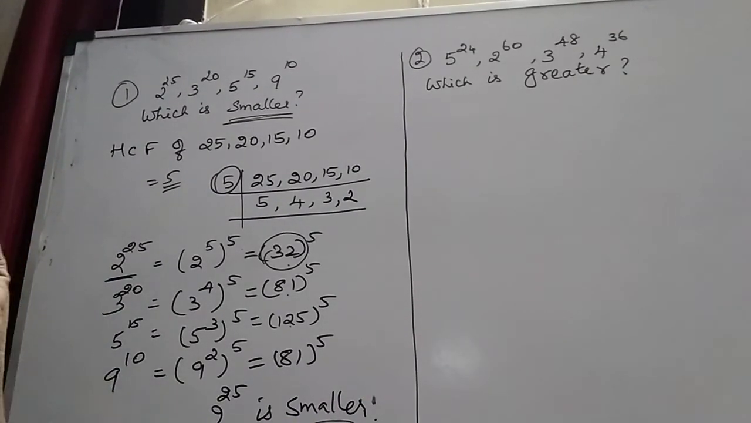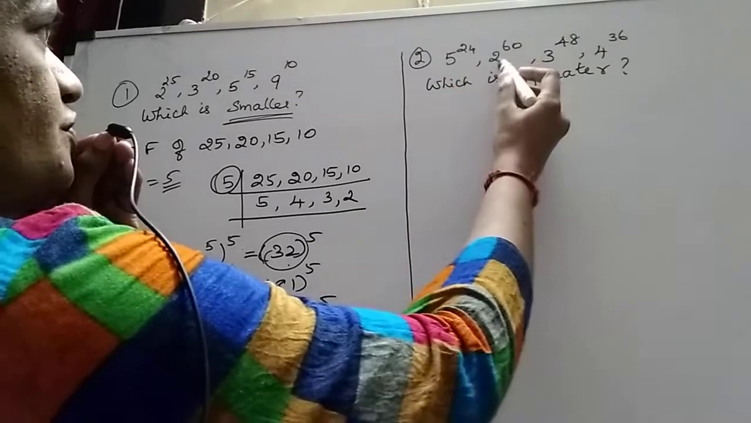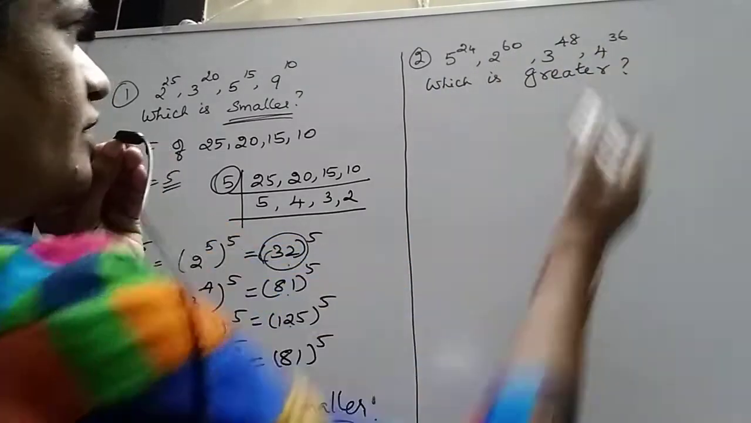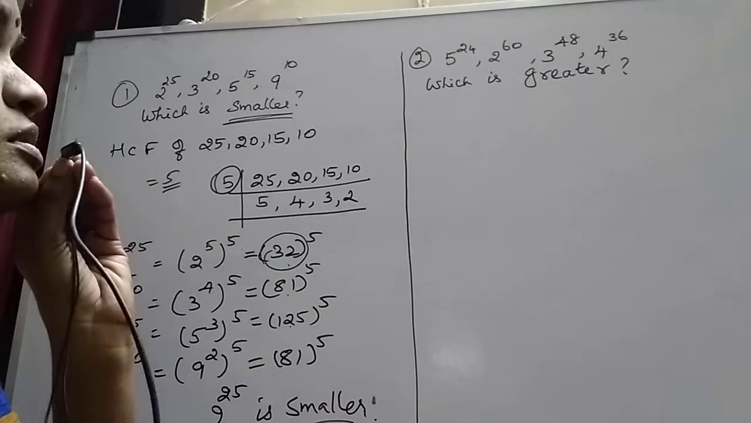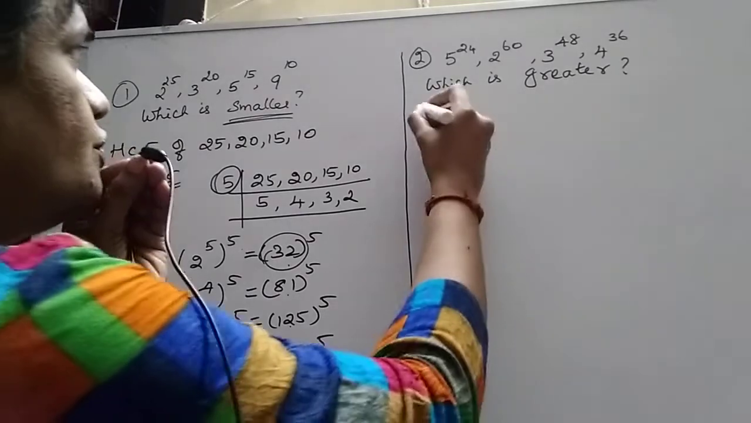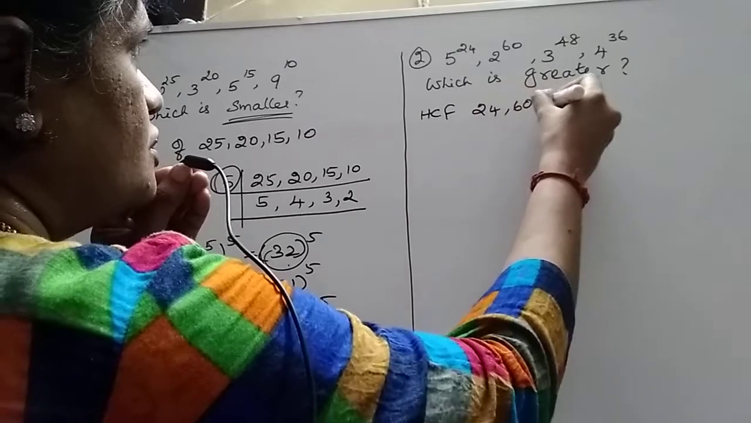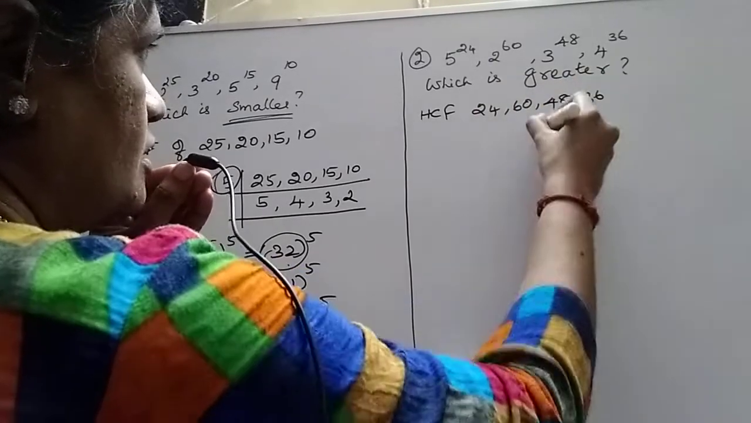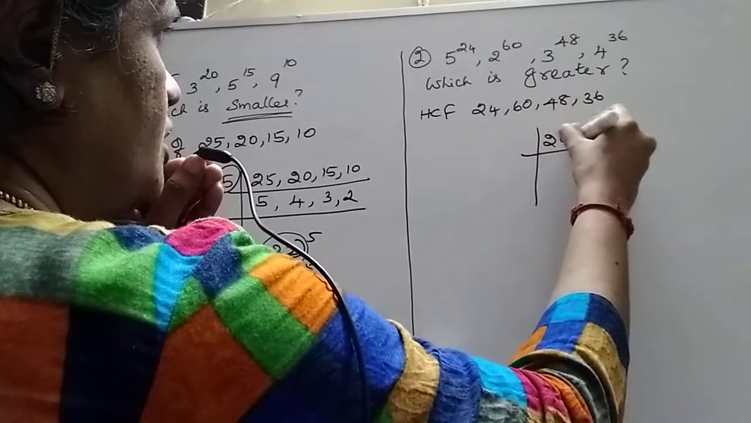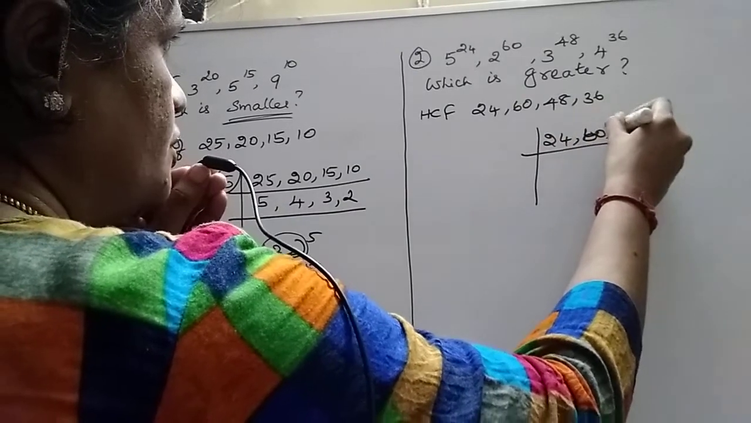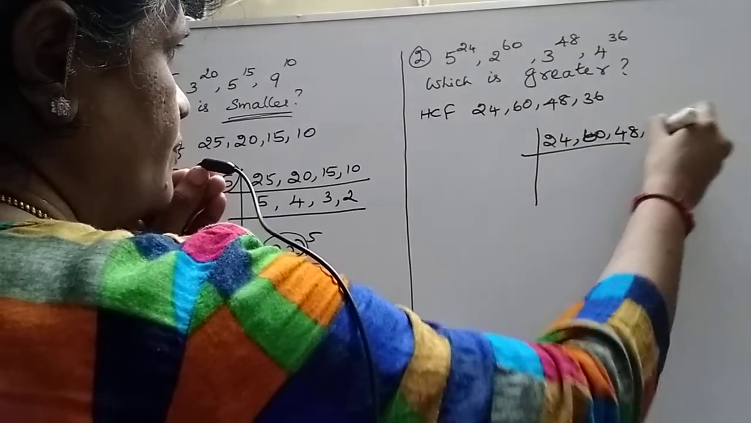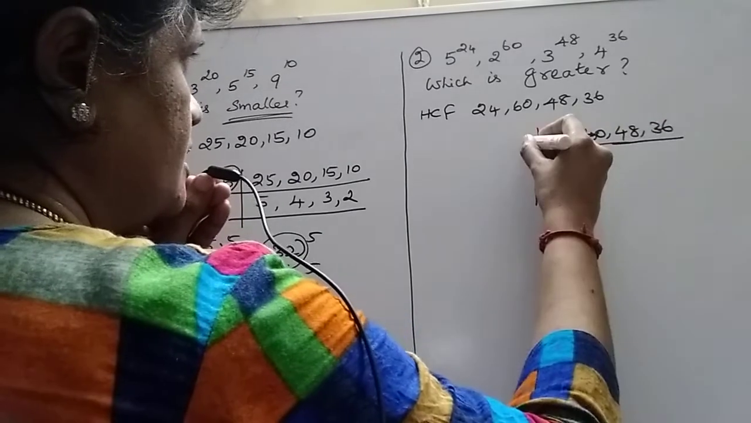Do you understand this? Look at the next one: 5 power 24, 2 power 60, 3 power 48, 4 power 36. Which is greater among these? For this also you can use the same method. Find the HCF of the power numbers 24, 60, 48 and 36. You have to do common tables. You all know how to find the LCM; now we do it with the HCF.